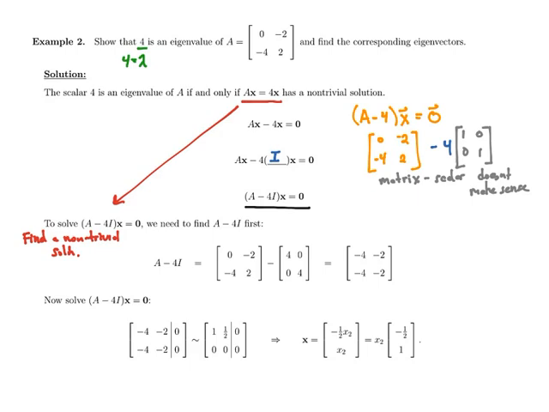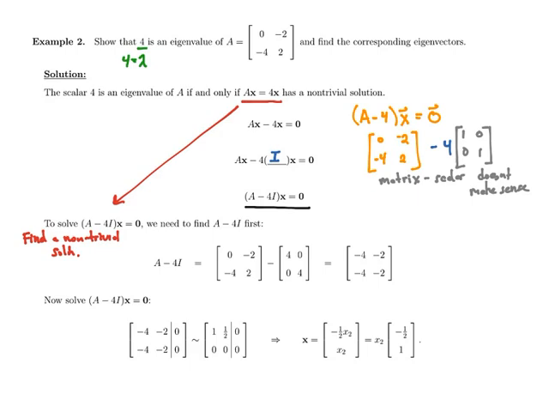So A minus 4I, we take the matrix A, we subtract 4 times the identity matrix, which is going to be 4, 0, 0, 4. You multiply each entry of the identity matrix by 4, and we are left with that matrix there. Do the subtraction, each entry minus each corresponding entry, and we get negative 4, negative 2, negative 4, negative 2. So that is A minus 4I.